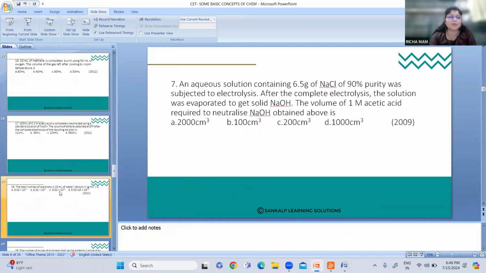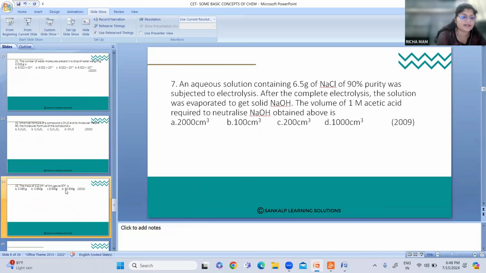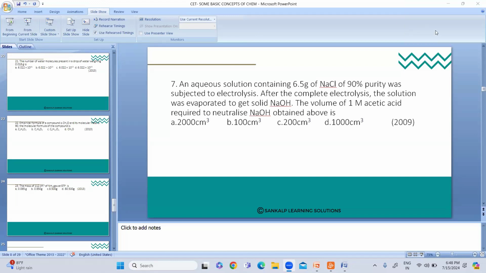Some more questions are there on percentage and all. That we will take in the next class. One more class we are going to do on some basic concepts of chemistry. Did your college start with structure of atom, the second chapter? Fine. So one more class we are going to do with this particular chapter.